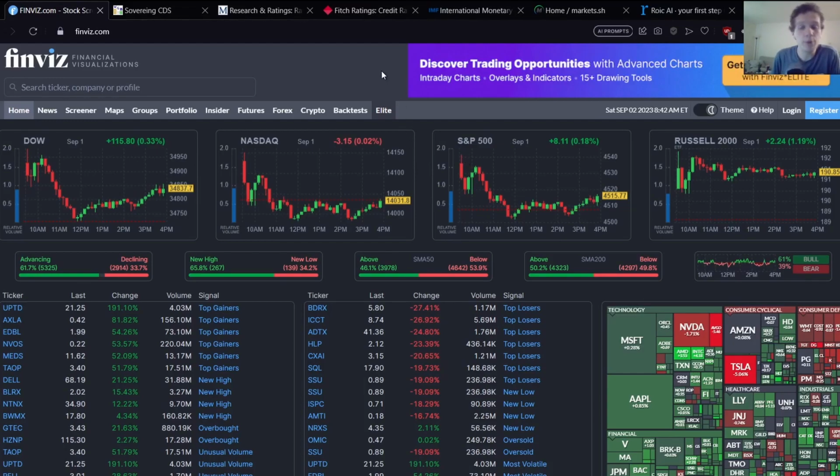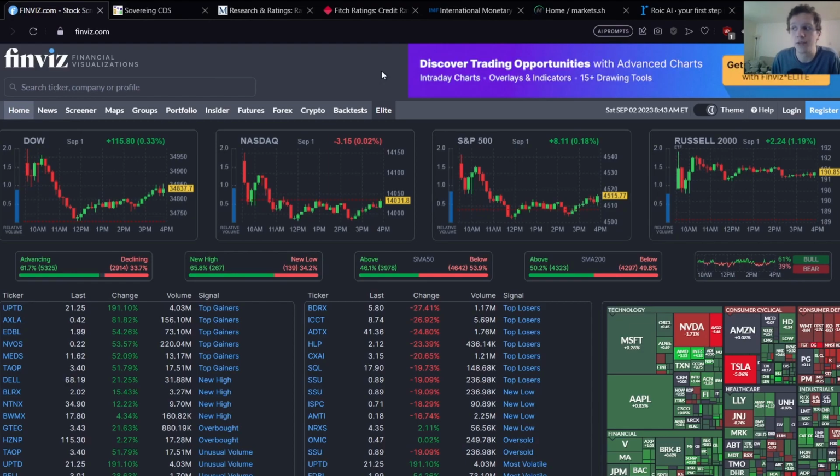Today, I'm going to be showing you 5 different tools that I think are going to be useful for people who are doing their research process for stocks. So, these are just 5 different tools. I hope you find at least one of these useful. And let's just get started.